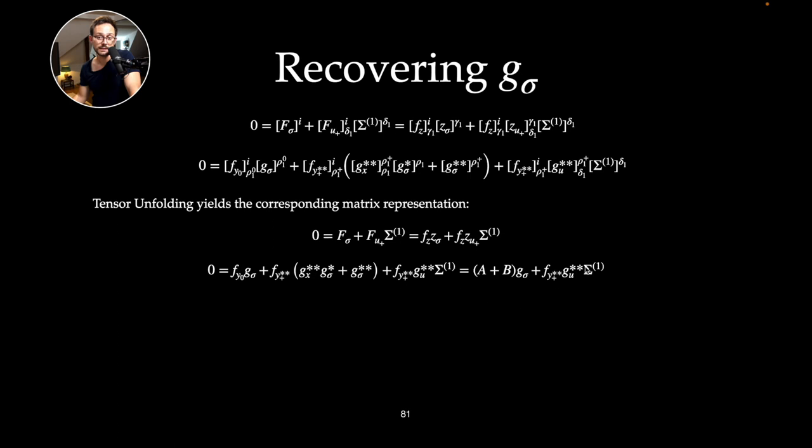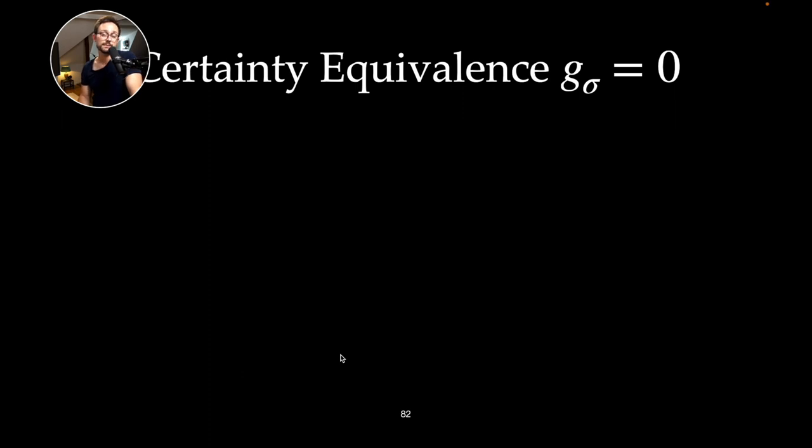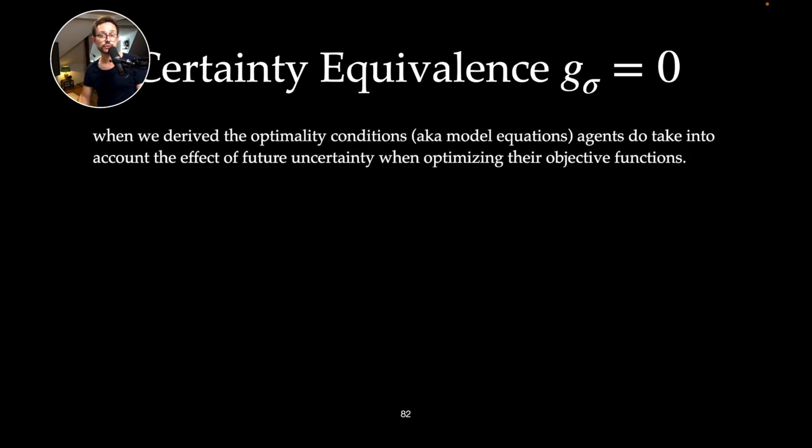And this term carries over. So this is A plus B times g sigma. Now, this needs to be equal to zero. Taking the inverse of A plus B would give me that. Of course, the first moment is zero by assumption, so we don't really have to compute anything here. g sigma is zero. And this is a famous result that we talked about when we talked about first-order approximation techniques. This is so-called certainty equivalence.